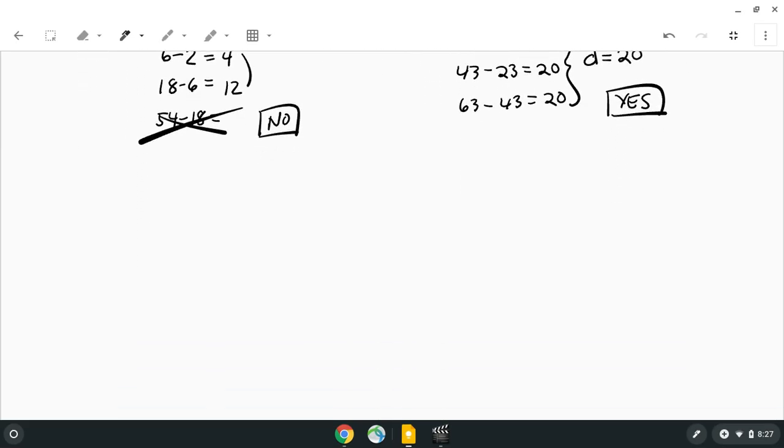So the nth term, or the function for an arithmetic sequence. Let's go over that.